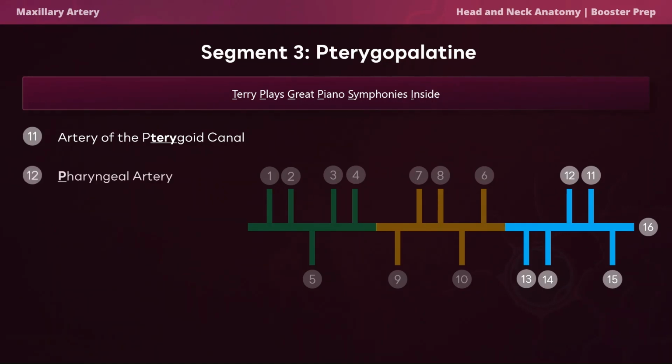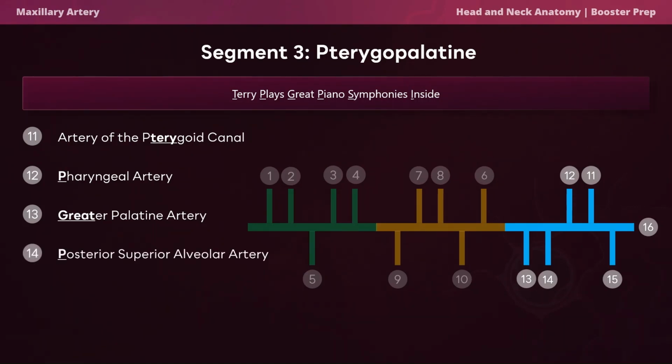And then we have the pharyngeal artery, which supplies the nasopharynx, the sphenoid sinus, and the auditory tube. And then we have the greater palatine artery, which supplies the hard palate, the palatine gland, and the soft palate. And then we have the posterior superior alveolar artery, which supplies the maxillary molars, the maxillary sinus, and the maxillary gingiva. Then the sphenopalatine artery supplies the nasal cavity, the nasal septum, and the lateral walls of the nasal cavity.